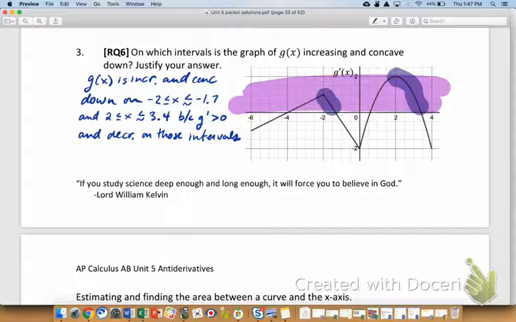Let's make that a 4. I don't know what I was thinking. Let's see. I'm going to make this a -1.3 or 4, something like that. And then 2 to 3.4. Yeah, I guess I can buy that. Okay.